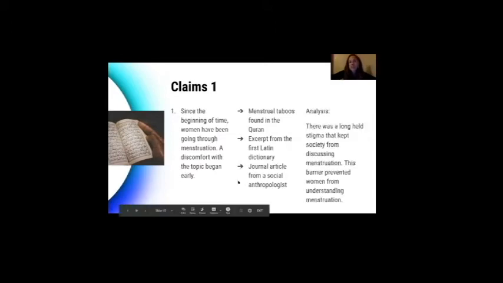And then she ties it together with analysis. There was a long-held stigma that kept society from discussing menstruation. As I just demonstrated with my evidence, this barrier prevented women from understanding menstruation. So the analysis is connecting them together.